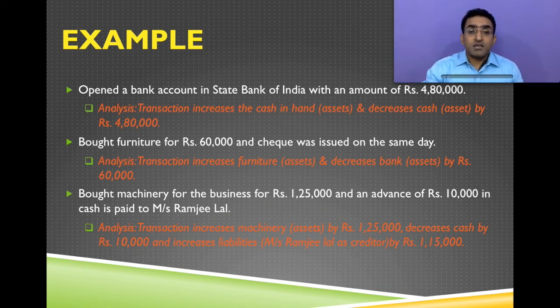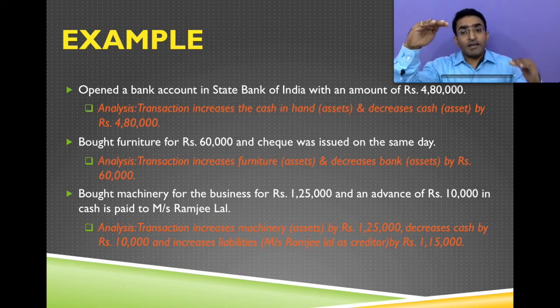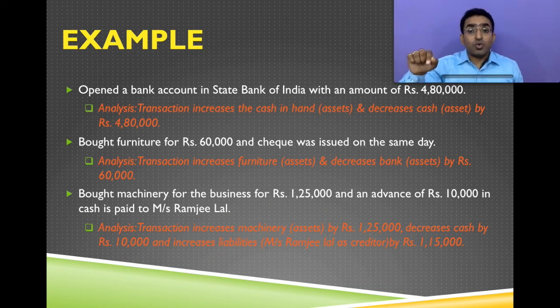Similarly, you purchased a machine. Machine खरीदी गई आपकी 1,25,000 की. आपने पे किए 10,000. Advance of 10,000. अब बचा हुआ 1,15,000 किधर है? That is a liability which is shown as the name of the creditor. Ramji Lal. From that person, 1,15,000 is to be cleared. You have to pay him. He's the liability. He's the creditor.